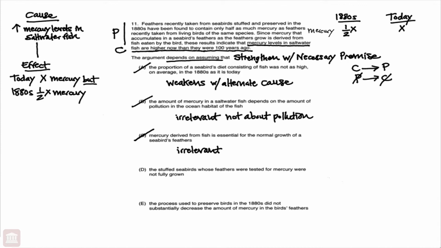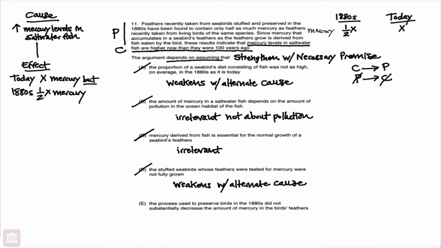The stuffed seabirds whose feathers were tested for mercury were not fully grown. And you notice D, just like A, weakens this argument with an alternate cause. It's not that the mercury level in fish is higher today than it was in the 1880s. The reason that we see this difference in mercury level is that the feathers of the birds from the 1880s that we're looking at, that were preserved, were from birds that were not fully grown. So you notice that weakens this argument, so D is out. Which brings us, by process of elimination, to E, which clearly must be the correct answer.